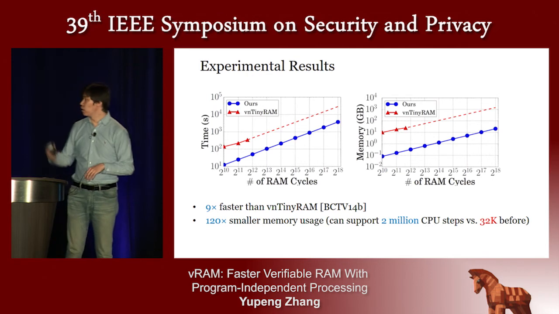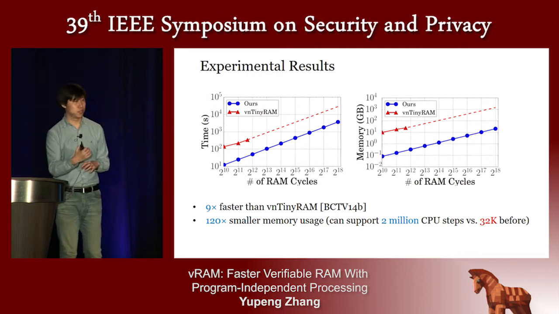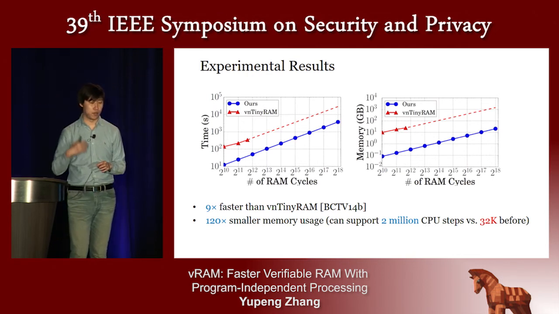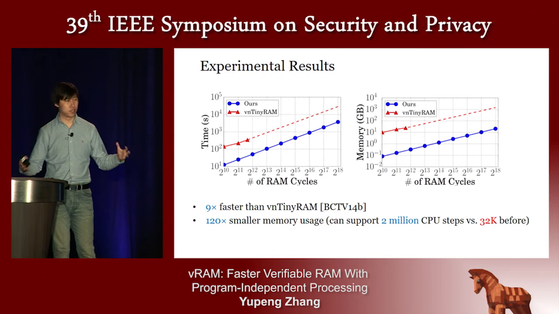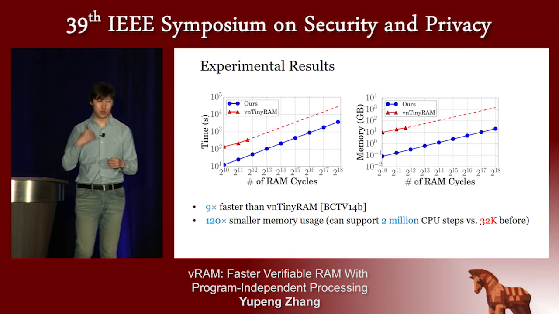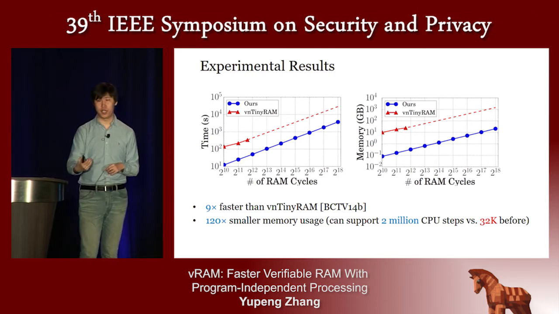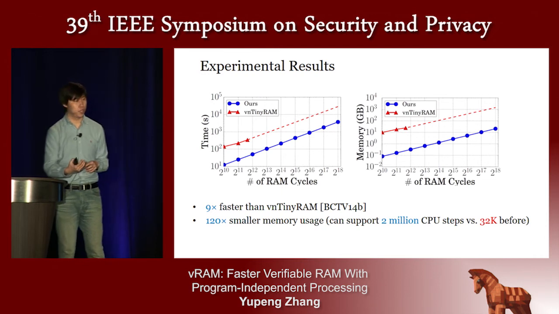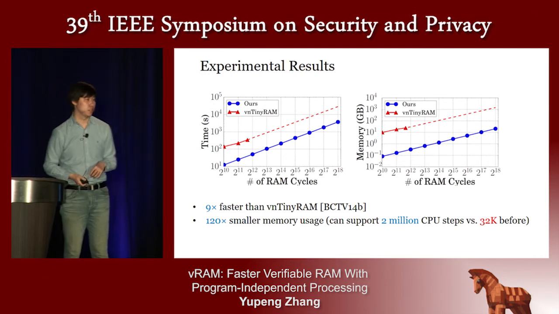In addition, on the second figure, we show that we can reduce the memory usage on the prover side by 120 times, which enables us to support validating a program that is much larger than before running on the same machine. So we can achieve validating a RAM program up to 2 million CPU cycles versus 32K as before.